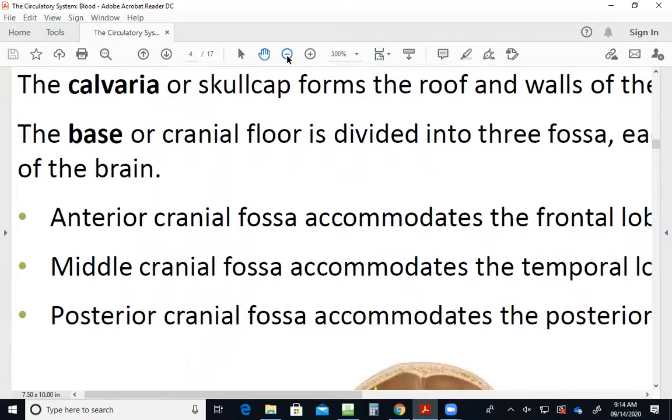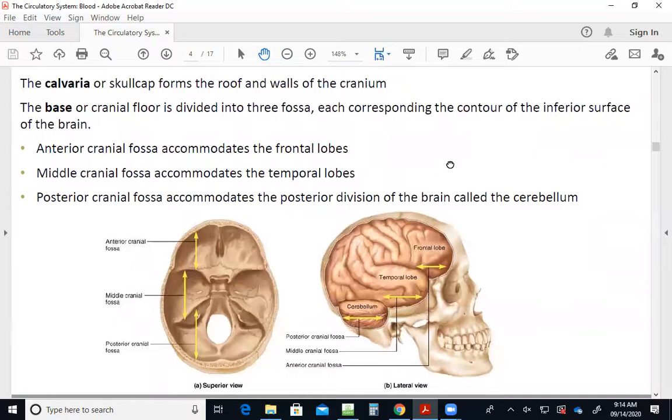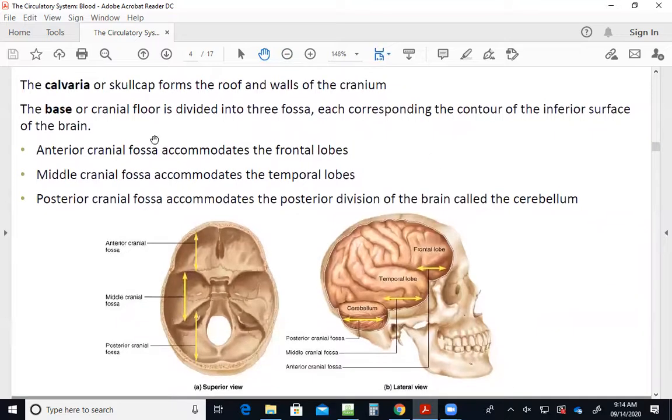All right, before we move on to start talking about the bones one by one, I want to talk about the cranial cavity a little bit more, and our skull, which we can talk about as what we call the calvaria, or the skull cap. So this is the top of your cranial cavity, forms the roof and the walls. Okay, so it's like the hat that sits on top.